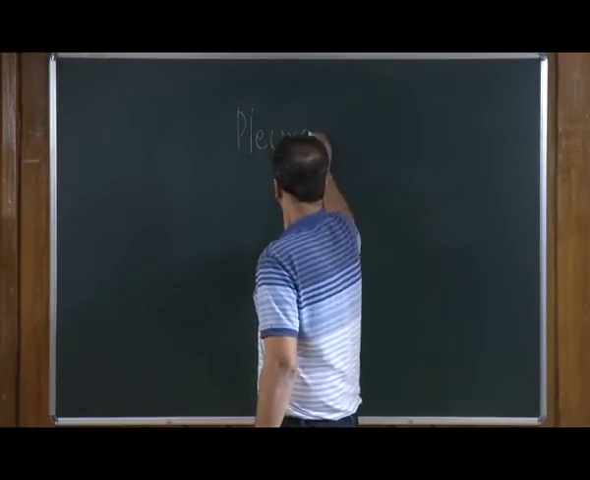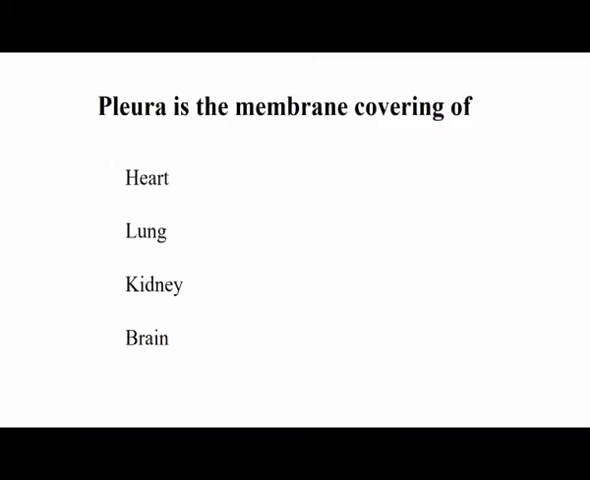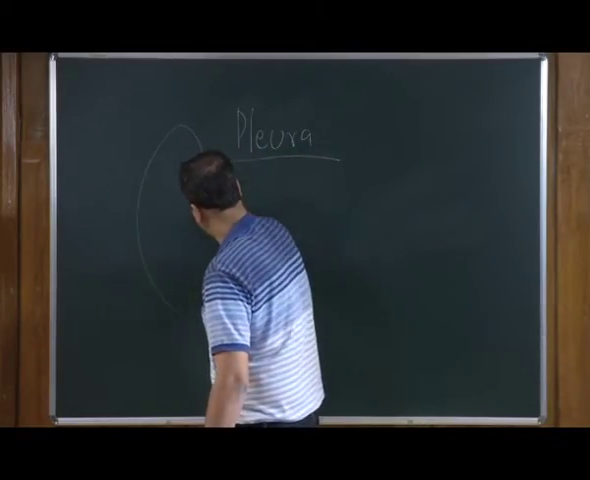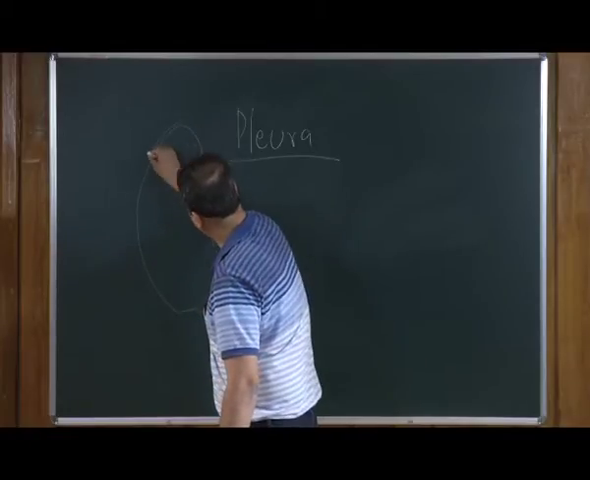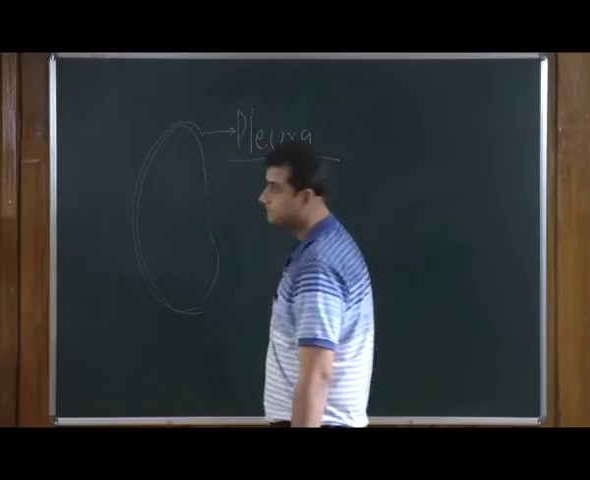Pleura. Now, I have given the 4 tentative options here: the heart, lung, kidney and brain, and the right answer is lung. So, the outer covering of the lung is called pleura. Suppose this is a lung. This outer covering of the lung, we call it pleura.